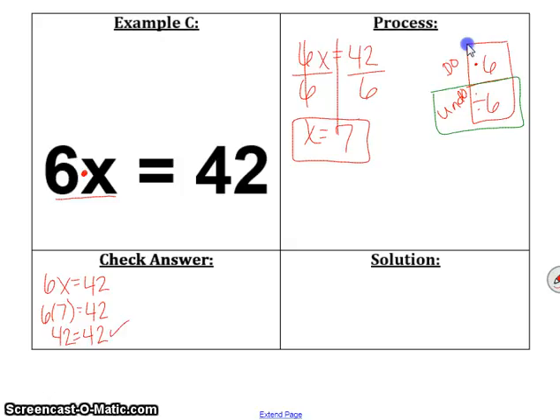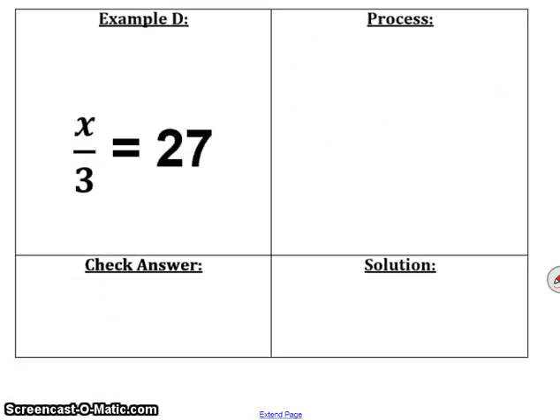You actually do have to work those out because it's not always going to be equal to each other if you solve the process wrong. So my solution, therefore, is 7. I knew that that checked out because I checked my answer. So example D, this is a fraction problem. It says x over 3 is equal to 27.